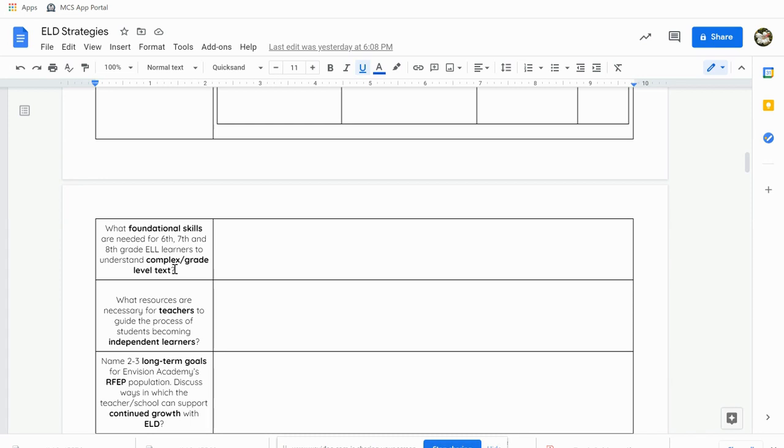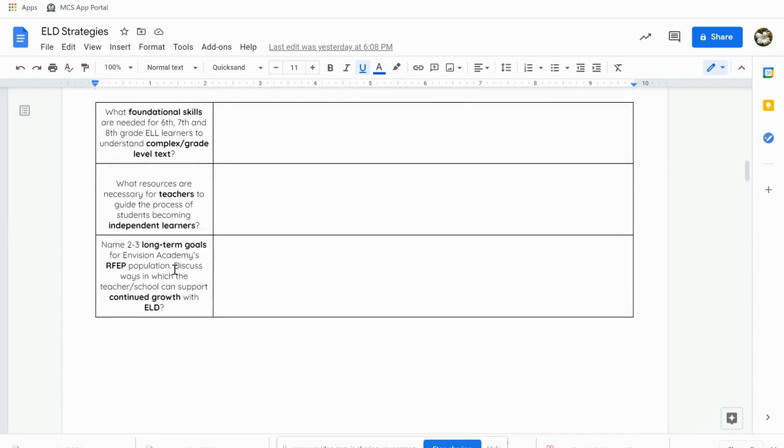The next question that is posed: what resources are necessary for teachers to guide the process of students becoming independent learners? So what do you need as the teacher in order for your students to be successful? And I want you to really go out of the box here. If it is a resource that requires money, at this point, don't even let that be a hindrance. Put in this box exactly what you think you would need, without limitations, that you would use in your classroom as a resource for your students.